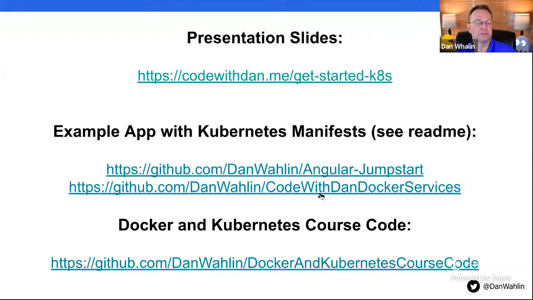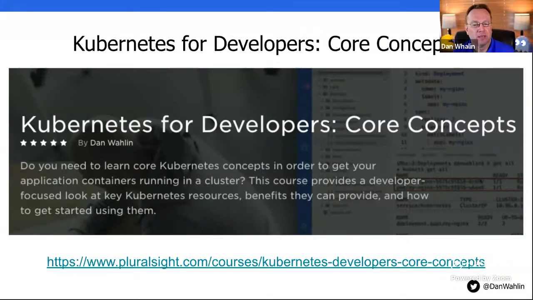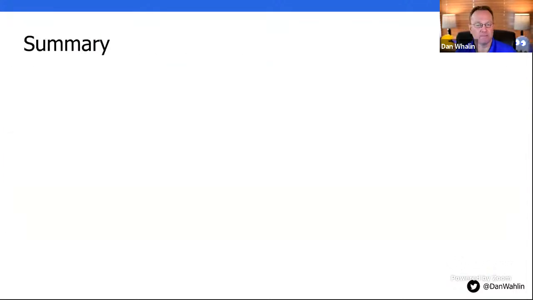If you want a more robust one, you can go to this Code with Dan Docker Services, and it's a much more robust example with Kubernetes. And then this is a link to the course code from the Kubernetes for Developers core concepts course. For those that are already on Pluralsight, guess what? As Seth said, it's free this month. So everybody can go watch this for free if you'd like. The Kubernetes for Developers learning path has a bunch of courses in there. The core concepts course is going to give you way more details than I have time to go into in 45 minutes. So you can go check that out.